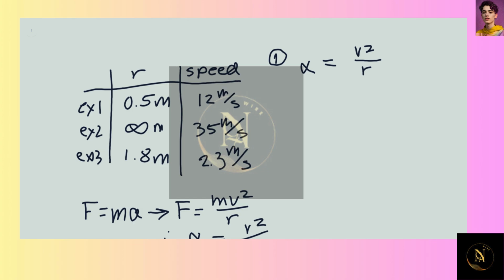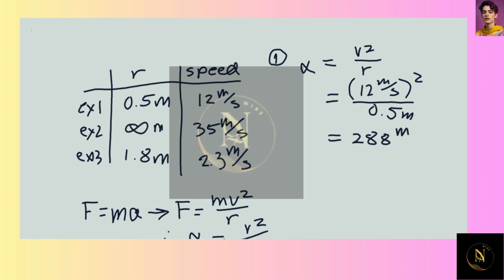All right, so all that's left to do here is to plug in our numbers. So we know in this case that our speed is 12 meters per second. Plug that in and square it and divide by 0.5 meters. And when we plug that into our calculator, we're going to get that that's equal to 288 meters per second squared.